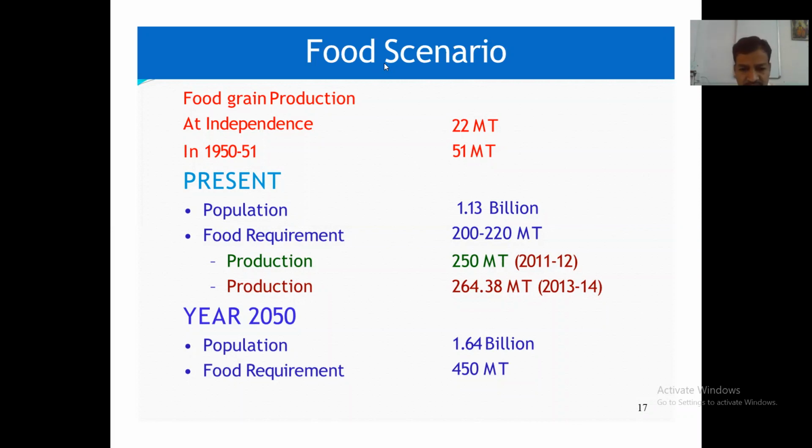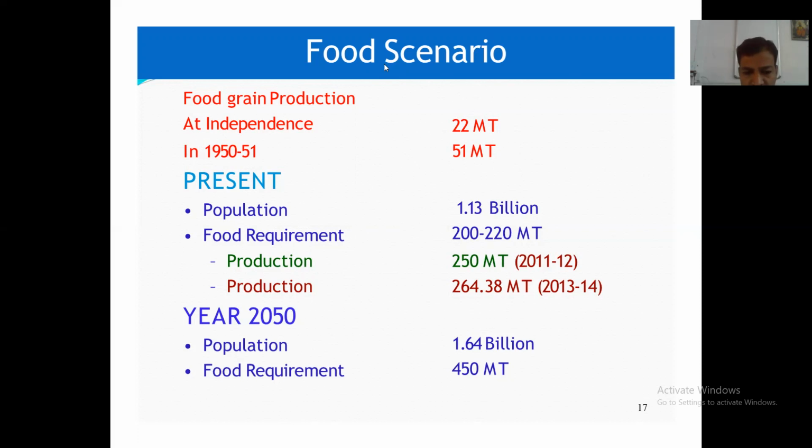In the present case, the population is 1.13 billion. The food requirement is 200 to 220 metric ton. Food production for the year 2011 to 12 was 250 metric ton. And for the year 2013 to 14, food production was 264.38 metric ton.